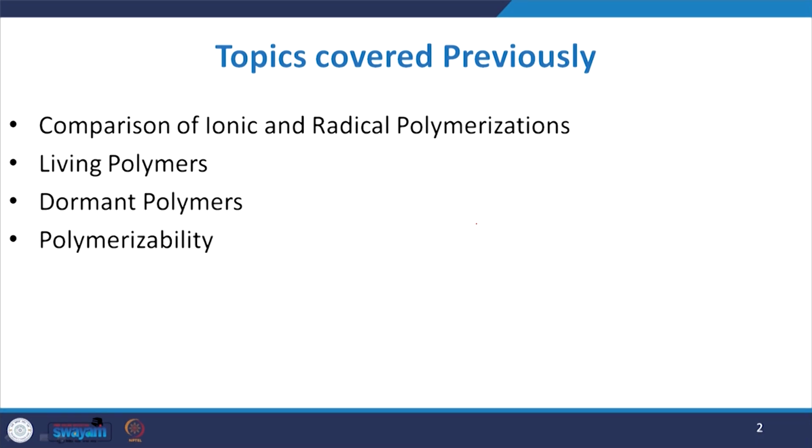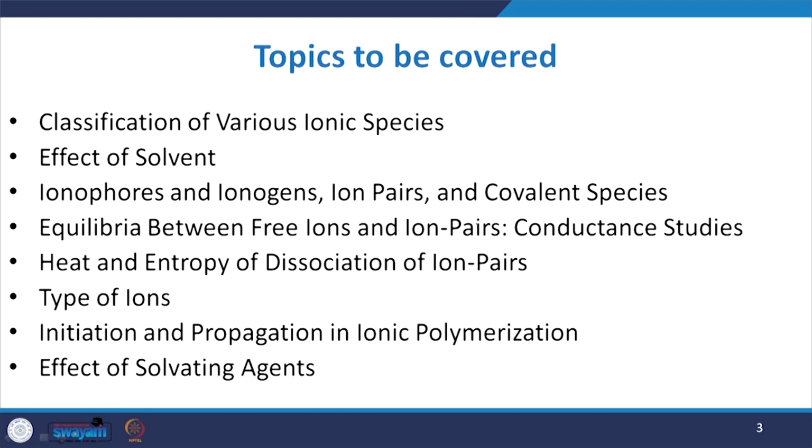Now, in this particular chapter, we will discuss the classification of various ionic species. We will discuss the effect of solvents, because solvents play a vital role in the polymerization process, especially in ionic polymerization. Then we will discuss ionophores and ionogens, ionic pairs. Then we will discuss covalent species, which are again an integral part of ionic polymerization.